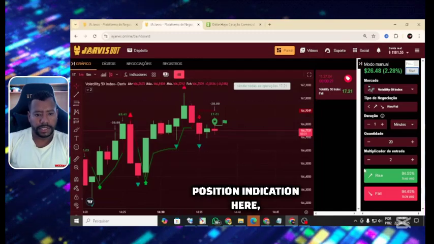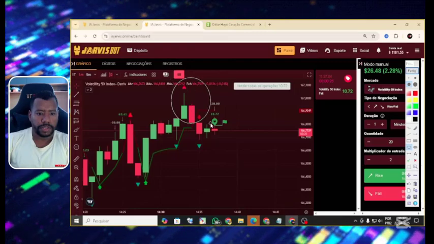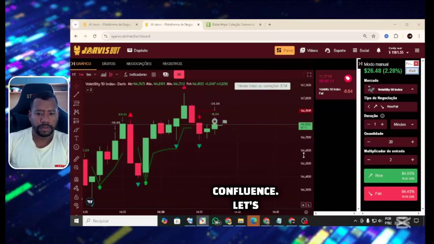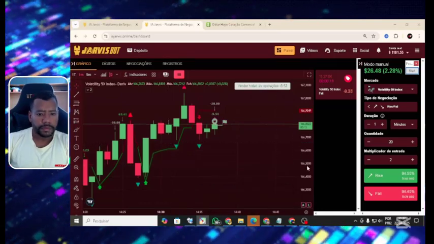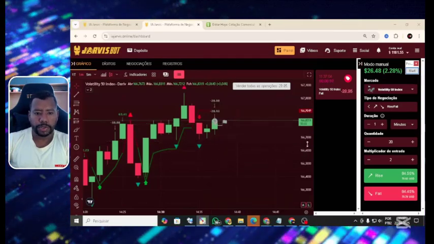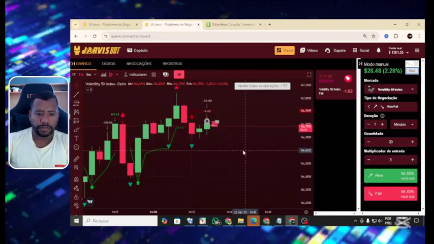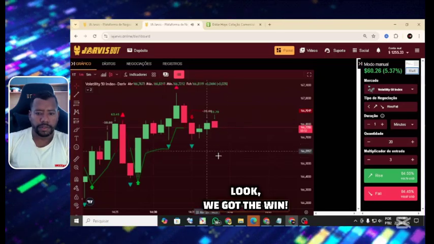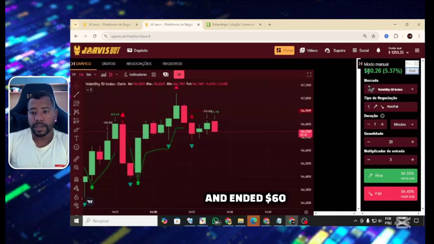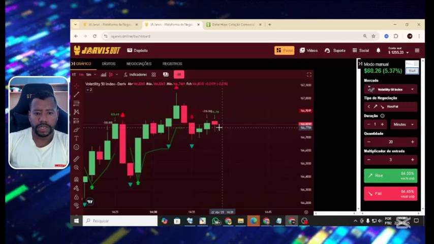We got this sell position indication here. See these two, right? Indicators are giving us this confluence. Let's wait. 12 seconds left. To lose, consider your management. On a gale or hold, depending on your bankroll, you can do it or not. We got the win. At the end, we snagged victory and ended $60 positive. Got the win on the last tick.